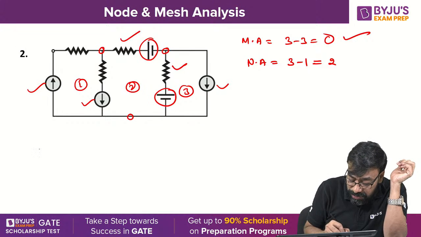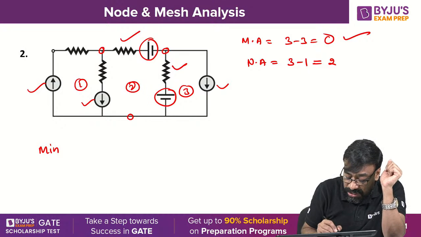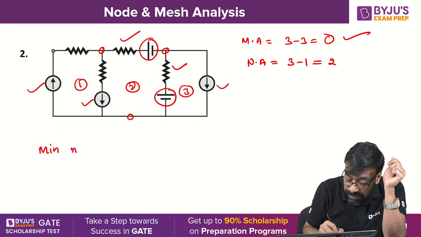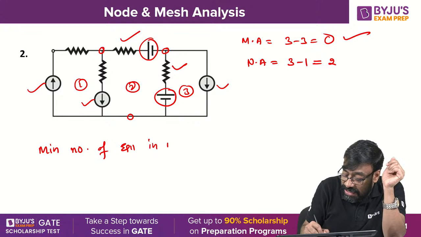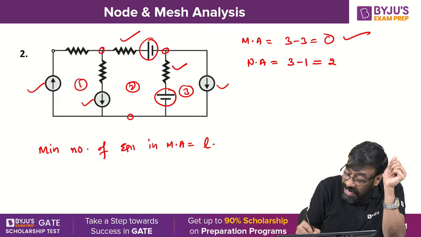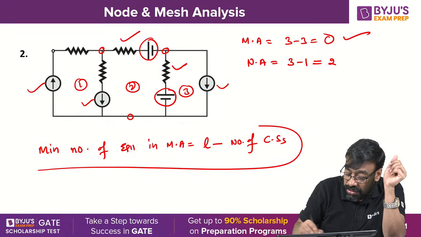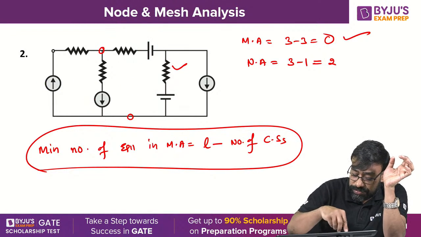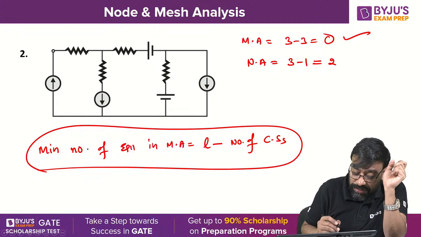I told you the minimum number of equations. Last session I told you already, but I think you were not there. Please go back to my part 2 lecture. You will understand. Minimum number of equations required in mesh analysis will be L minus number of current sources. I can also prove why it is 0. I'll tell you how it is. But you answer my questions whenever I'm asking here.